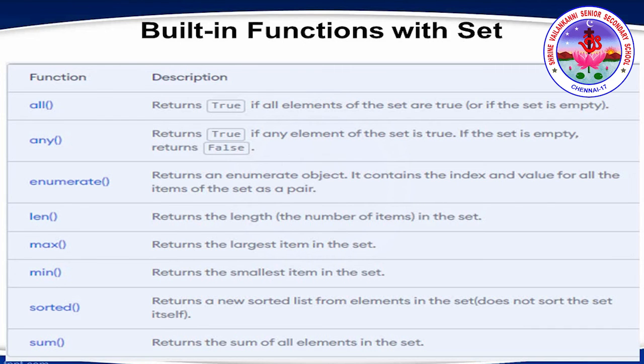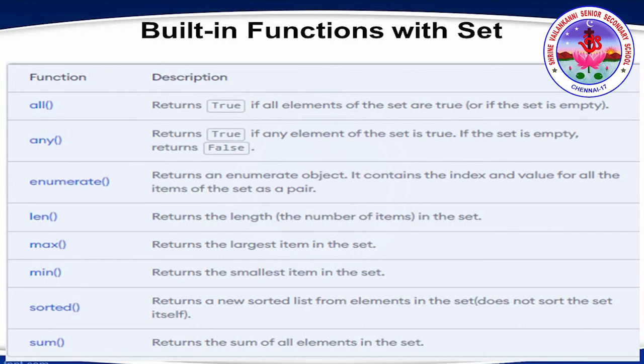Now let's see the built-in functions with sets. All returns true if all the elements of the set are true, or if the set is empty. So it will return true when there are elements and when we have an empty set. Next is any. Any returns true if any element in the set is true. If the set is empty, it will return false. When there is at least one element, it returns true.